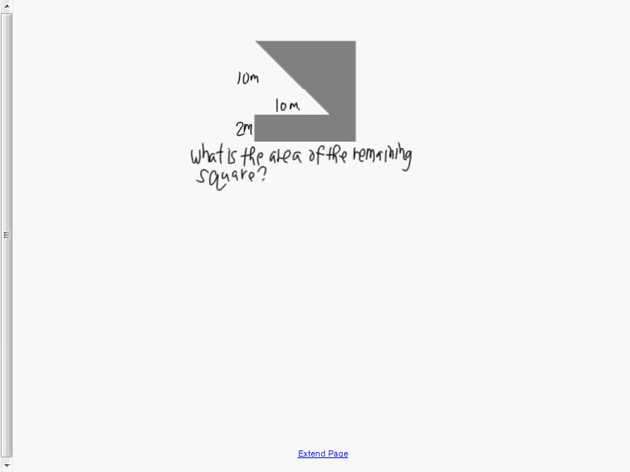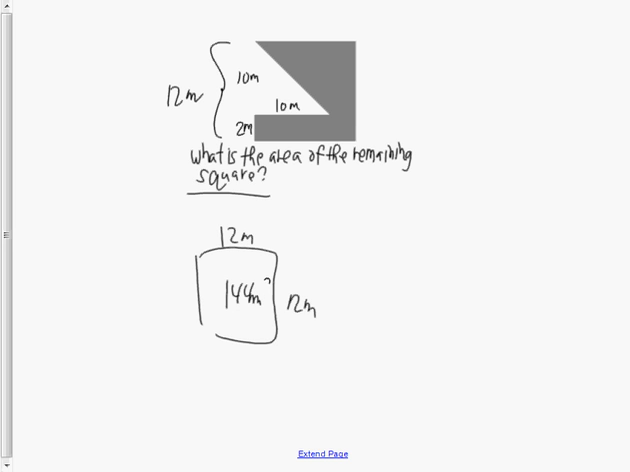These are 9 questions that deal with area of composite shapes, the shapes that have parts taken out from them. So the first question says, what's the area of the remaining square? Well, the first hint given is that this is a square. And since this whole side here is 12 meters, then we can assume that the square would have been 12 meters by 12 meters, which means it had an original area of 144 meters squared.